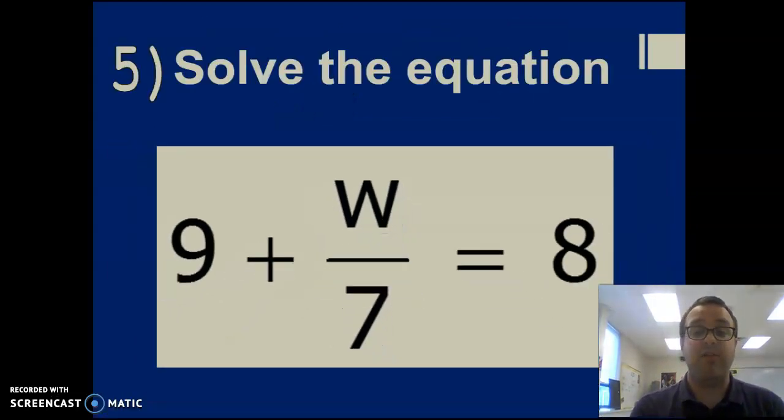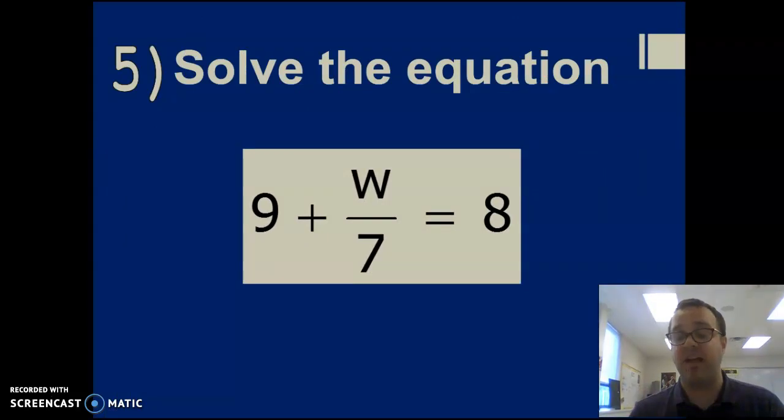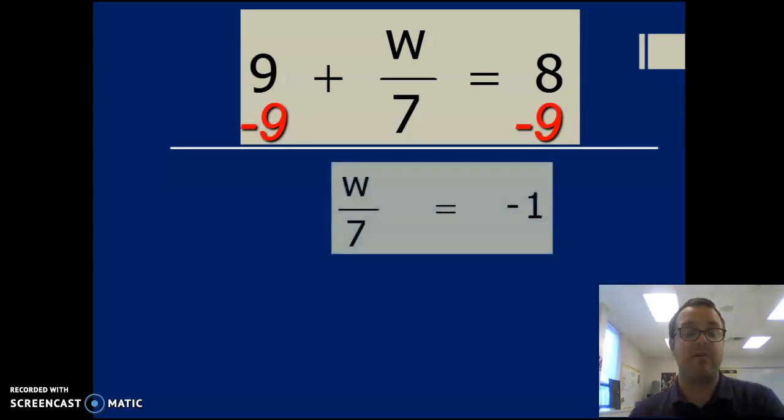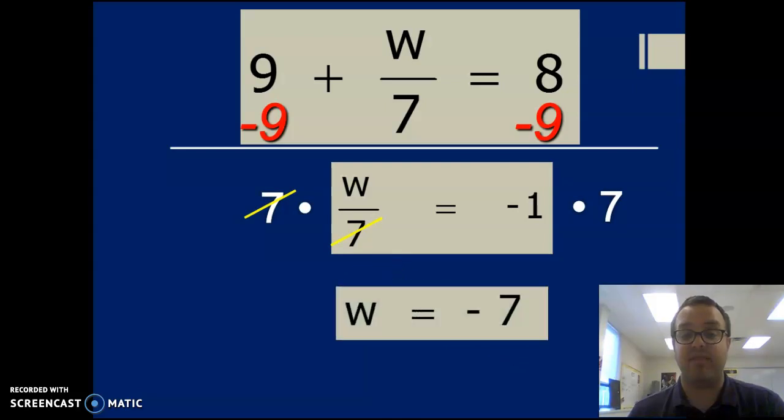All right, here's another one. Oh, 9 plus w over 7 equals 8. How do I solve it? Oh yeah, Mr. Guy told me I get rid of the addition or subtraction, then I go ahead and get rid of that multiplication or division. Even though our variable is in the middle, and we're like, oh, it's in the middle, maybe it'll mess us up. No, same process. I'm going to get rid of that 9, subtract 9 from both sides. I get w over 7 equals negative 1. I'm then going to multiply both sides by 7, and I'm going to get that w equals negative 7.